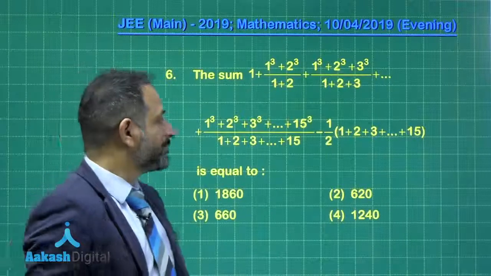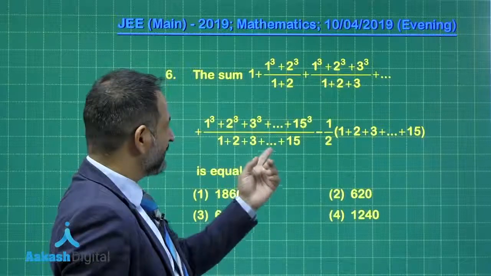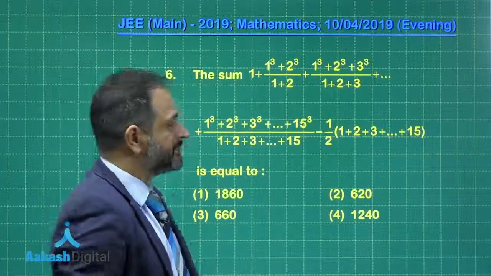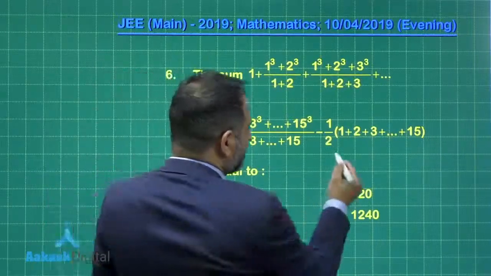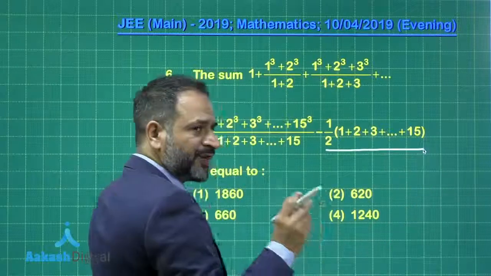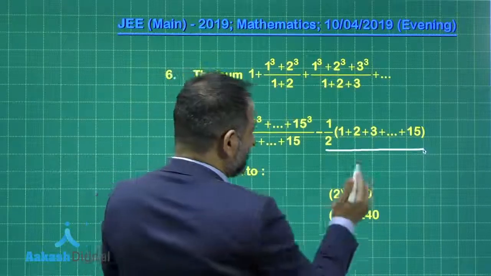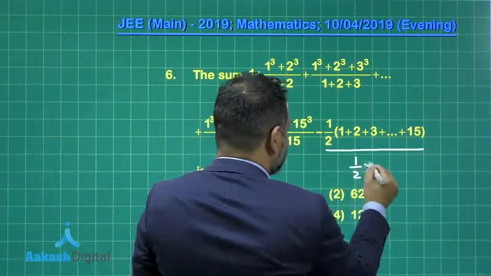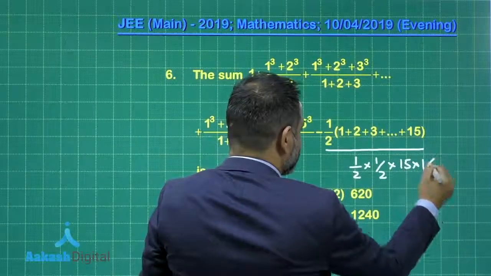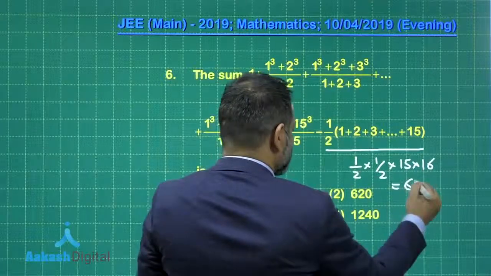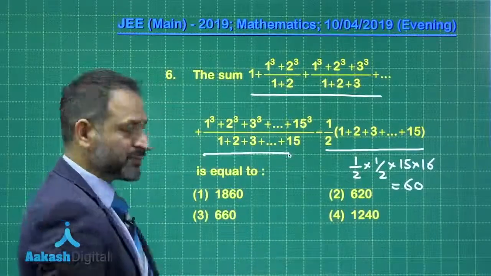Next question is from series, and there is the sum of the series up to 15 terms, and first we have to find out the general term, and again related to the special series. Now this term which is subtracted here is easier one. So we are going to first evaluate this term. So this is sum of natural numbers up to 15. So it is half into 15 into 16. So this will give you value 60. So 60 is to be subtracted from the sum of this series up to 15 terms.